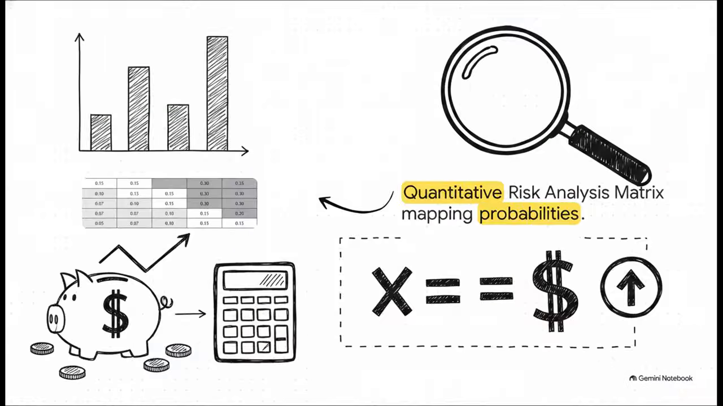If you're more of a numbers person, let's talk about the quantitative risk analysis matrix. While qualitative analysis uses subjective categories like high or low, quantitative analysis relies on hard data. The basic math of risk is actually quite simple. You just multiply the probability of the event by the financial impact. This gives us a statistical expected loss.